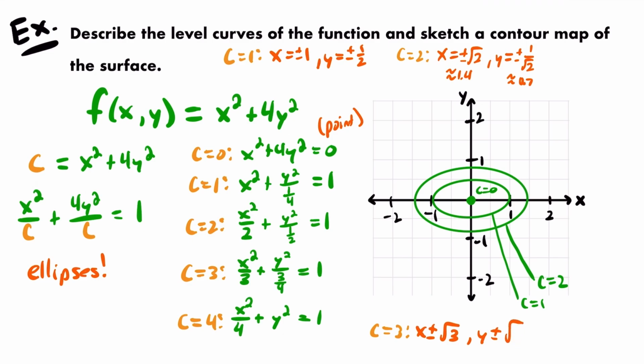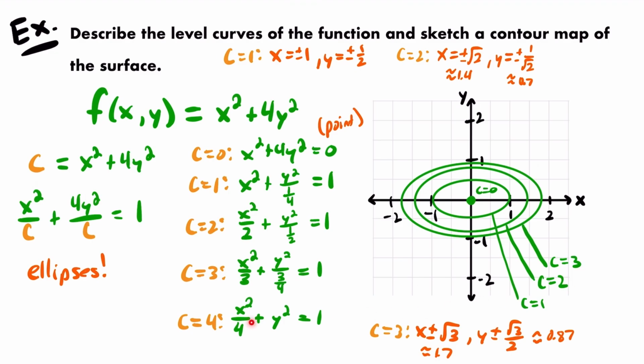Or really, that would be the square root of 3 divided by 2, because the square root of 4 is 2. Now the square root of 3 as a decimal is approximately 1.7, and the square root of 3 divided by 2 as a decimal is approximately 0.87. Or just think of it as 0.9 when you're graphing. So taking those intercepts into account, here's what the ellipse will look like for c equals 3. Once again, not a perfect sketch, but it's good enough. That will be the level curve for c equals 3.